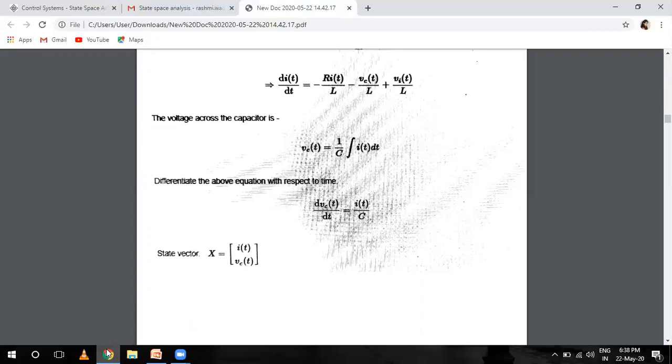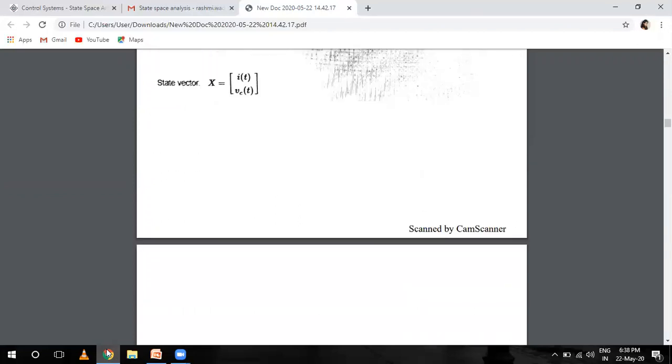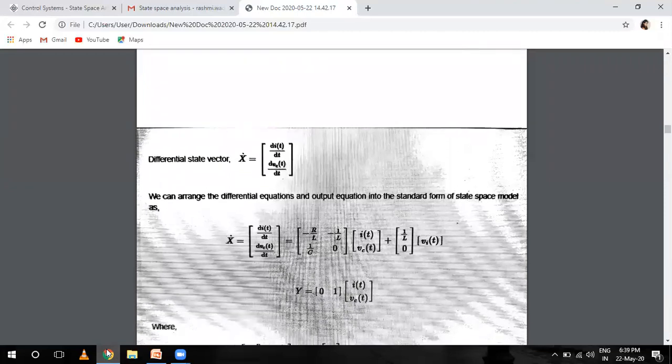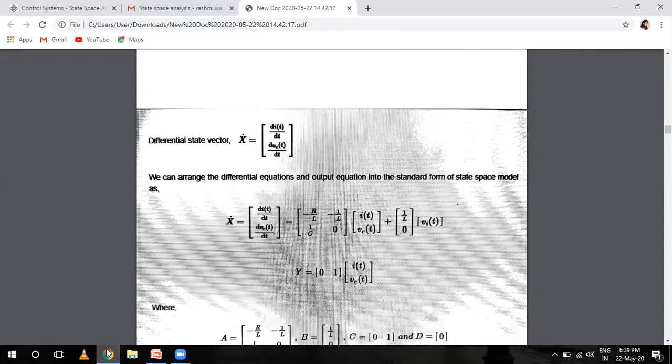The state variables are i(t) and vc(t), and the differential state vectors are di/dt and dvc/dt. When we arrange these differential equations and the output equation in the standard form of the state space model, x dot = [di/dt, dvc/dt], and the matrix is [-R/L, -1/L; 1/C, 0]. This is my A matrix.